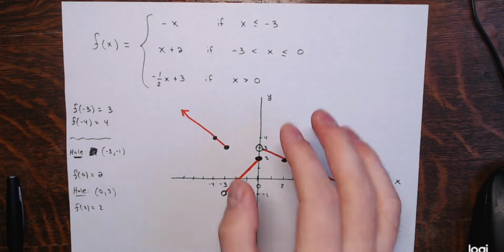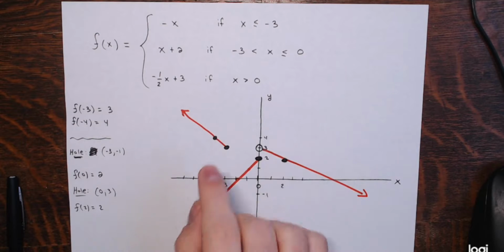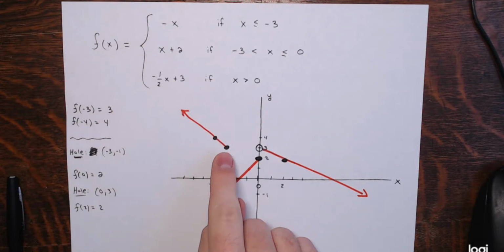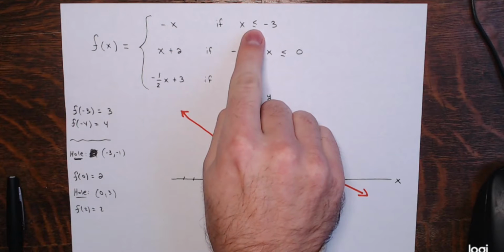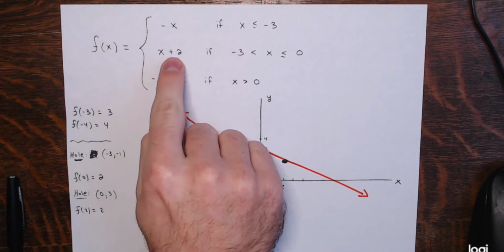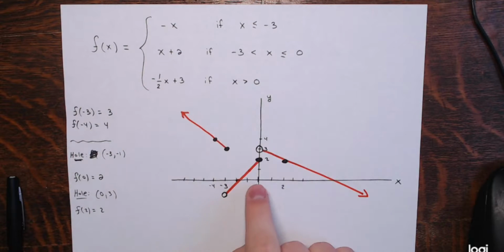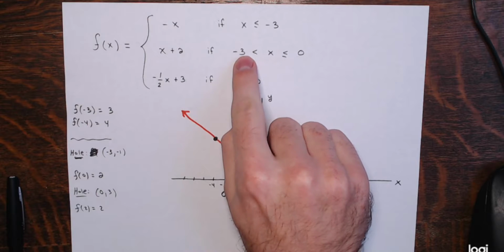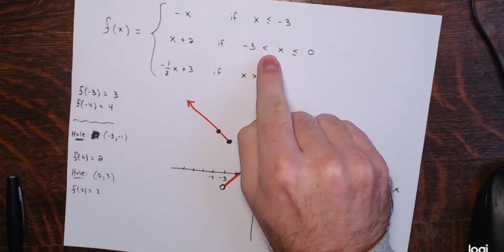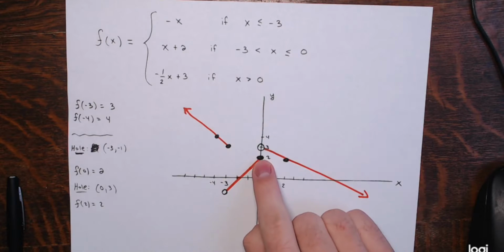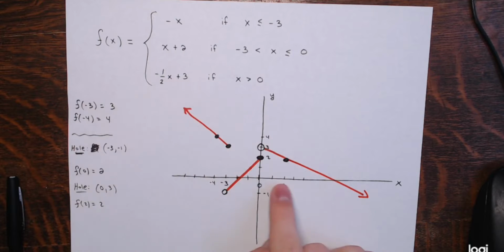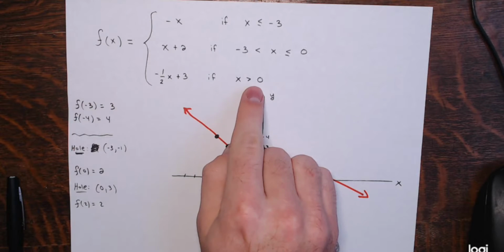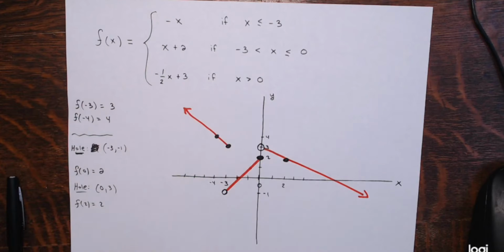So you just got to pay attention to what inputs belong where. The graph of y equals negative x, but only up until negative 3, and a solid point at negative 3 because negative 3 belongs. Right? Y equals x plus 2 from negative 3 to 0. You have an open point at negative 3 because negative 3 doesn't belong, and you have a solid point at 0 because 0 does belong. Right? And then y equals negative 1/2 x plus 3, but only to the right of 0, and at 0 you'd have a hole, or an open point, because 0 doesn't belong. Right? You just got to pay attention to what belongs to the inputs, what doesn't belong to the inputs for certain pieces.